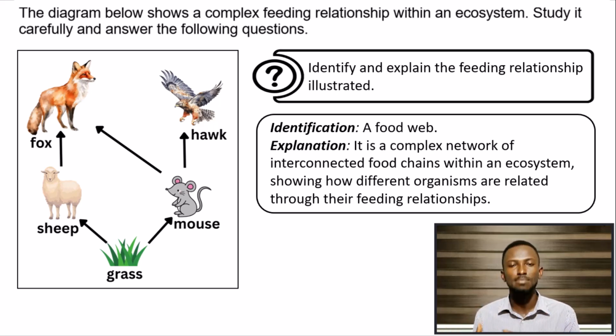the mouse can be eaten by the hawk and the fox. And then the grass can be eaten by the mouse and the sheep. So that means it's not one straight line. It's a network of food chains. So for a food web, it is a complex network of interconnected food chains in our ecosystem that shows how different organisms are related through their feeding relationship. So that's why we identify this feeding relationship as a food web.